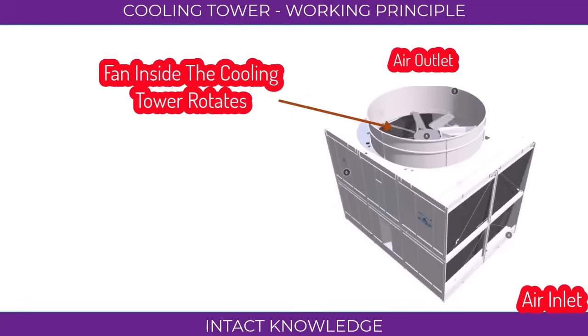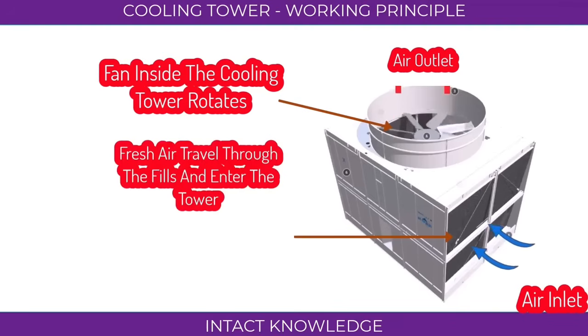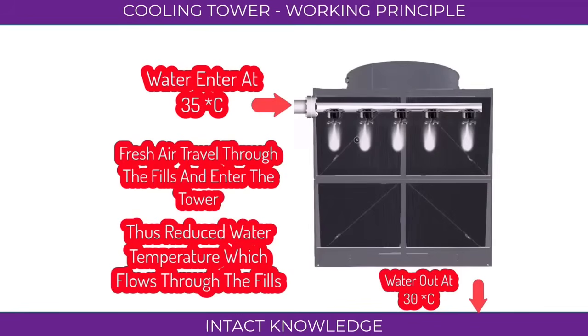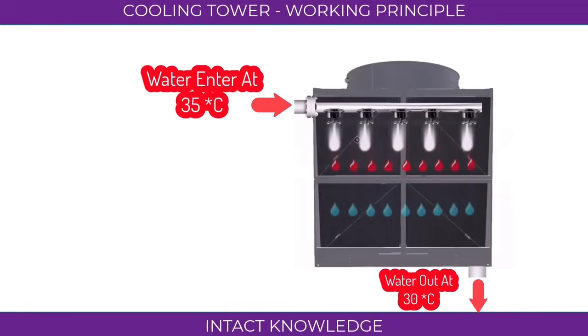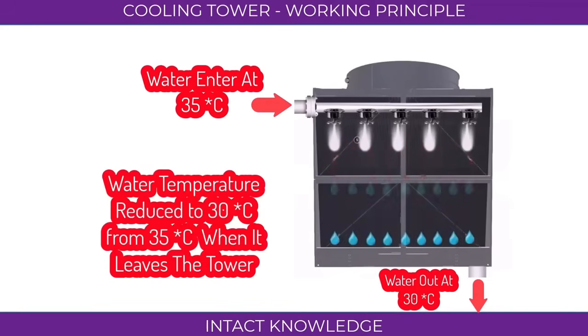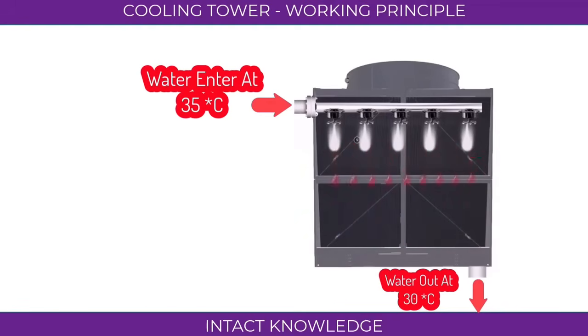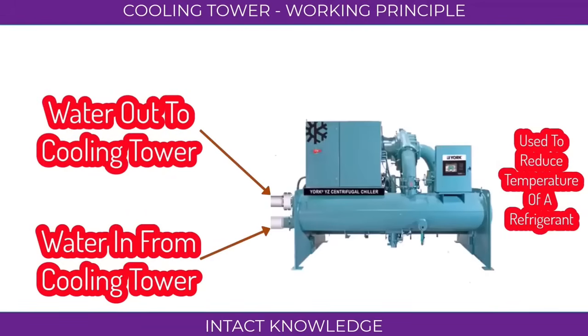As the fan inside the cooling tower rotates, it removes the air from inside the cooling tower. The fresh air travels through the fills and enters the tower, which reduces the temperature of the water flowing through the fills. The water enters the tower at 35 degrees Celsius and is reduced to 30 degrees Celsius when it leaves the tower. Thus, the water will reduce the refrigerant temperature inside the condenser of the chiller and then return to the cooling tower. These processes are continuous. This is the working process of the cooling tower.